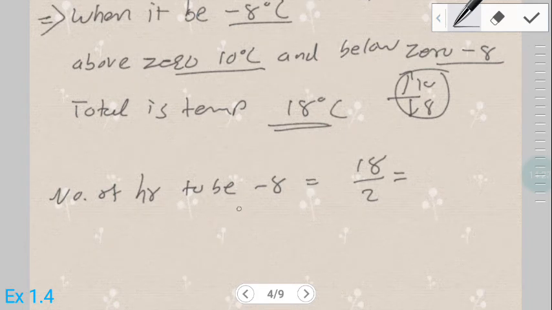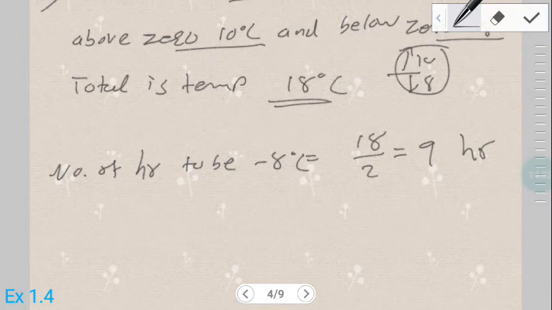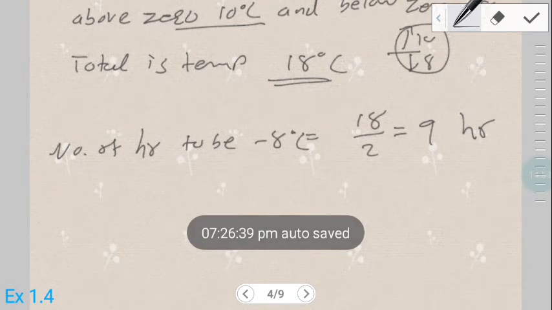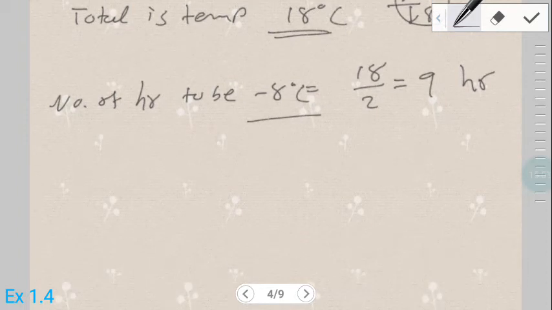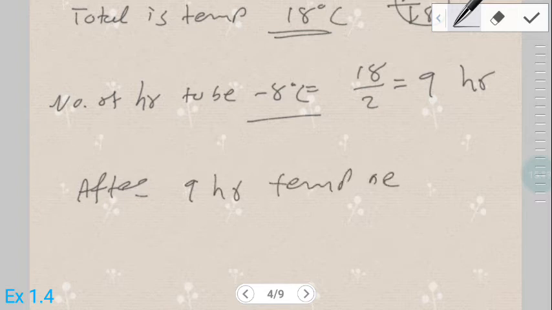So the number of hours to reach minus 8 degrees Celsius is equal to 18 degrees divided by 2. Divided by 2 because every 1 hour it decreases by 2. If I do 18 divided by 2, I will get 9 hours. So from 12 noon, after 9 hours it will be minus 8 degrees Celsius. That means I can write that after 9 hours the temperature will be minus 8 degrees Celsius.